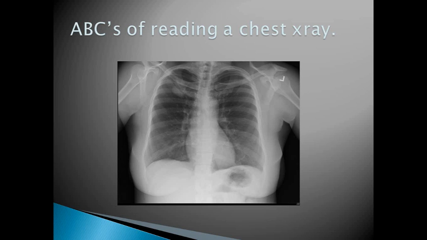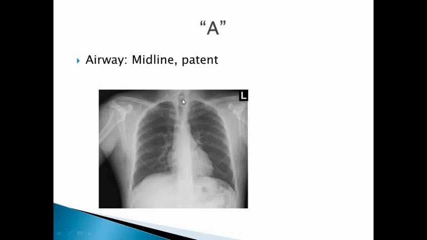Okay, so let's start with A. A is for the airway, and I think you're going to be able to see my mouse, so I'm going to try and use it here. So here's the airway, the trachea, and that should be midline and it should be patent.